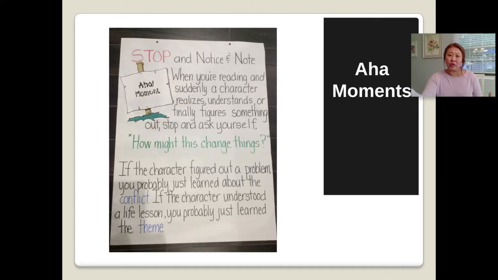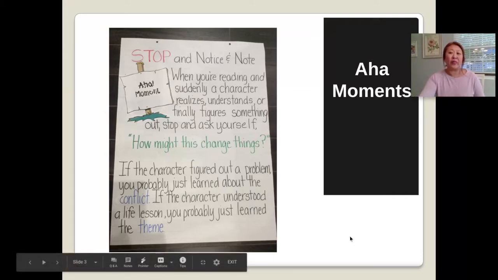You might stop and ask yourself, how might this change things for the character? If the character figured out a problem, you probably, as the reader, as the audience, just learned what the conflict of the story is. And if the character understood a life lesson, well, guess what? You, as the reader and the audience, also just learned the theme, right? So when the character comes to realize something, you yourself are supposed to realize something, right? So it's that clue that the author is giving you as the reader to think, to stop, to pause. If the character understands something, that means it's time for you to reflect about that too.